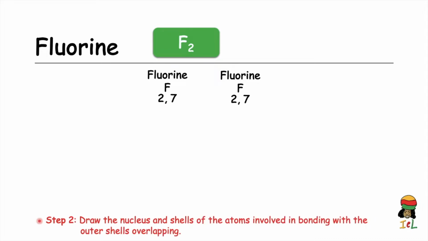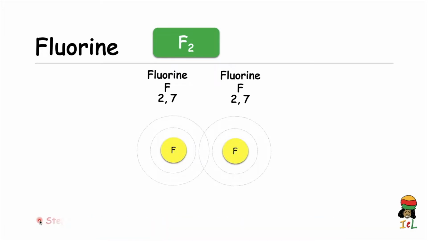Step 2, we will draw the nucleus and the empty shells of the atoms involved in bonding with their outer shells overlapping. Step 3, fill inner lying shells with electrons. Note that both fluorine atoms contain one inner-lying shell, which is the first shell that contains 2 electrons each. Recall that the dot and the cross are used to distinguish between the electrons of atoms involved in bonding for explanation purposes only. In reality, all electrons look the same.